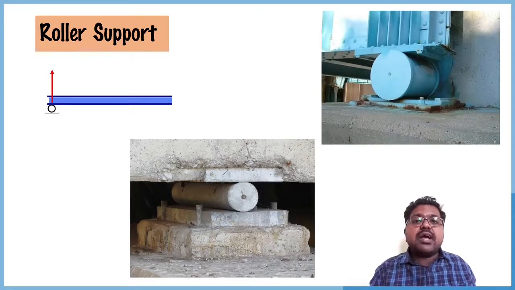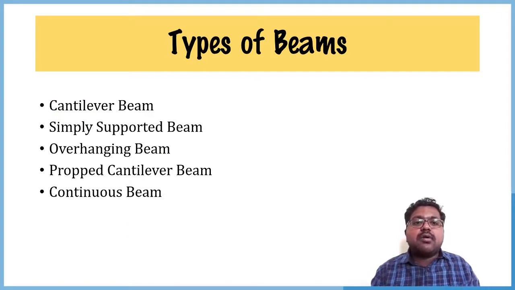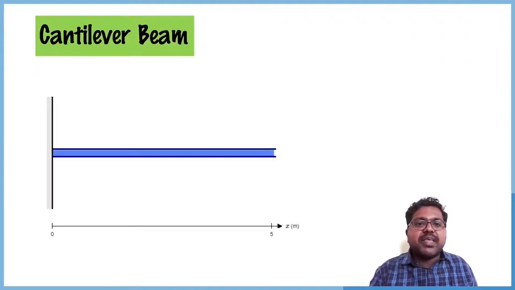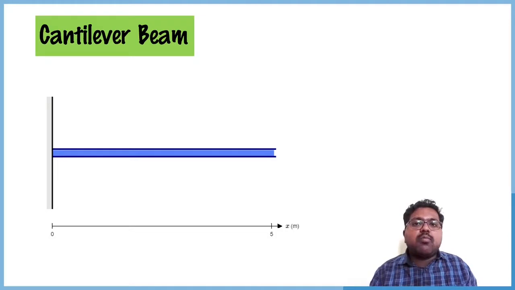Next, if we see the types of beams, we have majorly 5 different kinds of beams, where all these beams are differentiated with respect to the type of supports. So let us see the first one, which is a cantilever beam. A cantilever beam has support conditions where one end is fixed and the other end is free. That is called a cantilever beam.